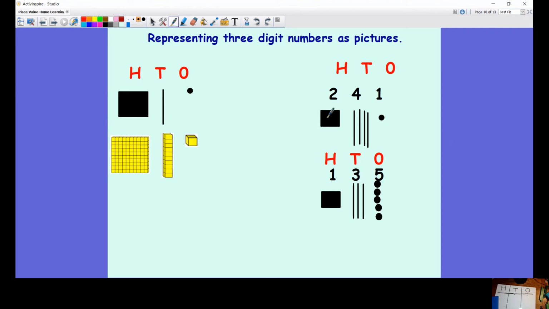We can see here in this way it's, well, that's not actually 200. So let's cross the top and write 1. 141 and 135. Let's have a couple of examples on screen.